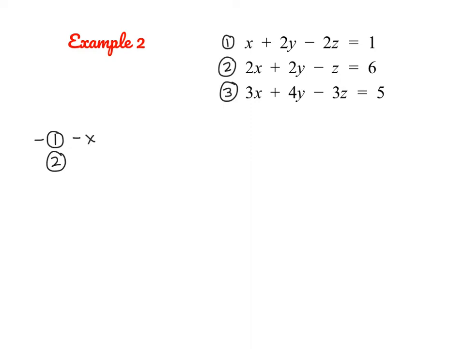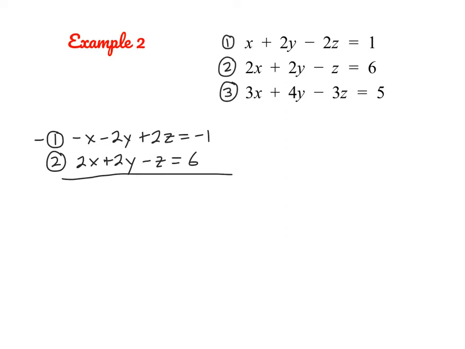So that gives us negative x minus 2y plus 2z equals -1, and then 2x plus 2y minus z equals 6. And that leaves us with x plus z equals 5. And let's label this equation 4.